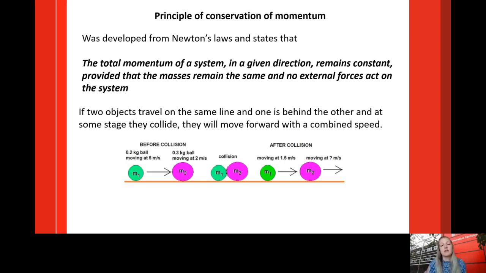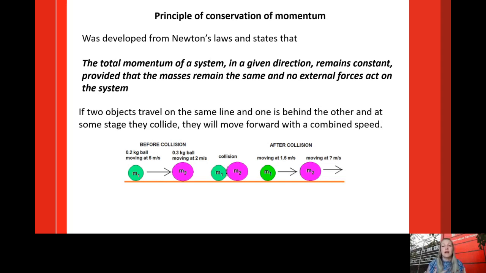speed. This is then shown in this diagram here, where we've got a smaller ball colliding with a larger ball, that when they're combined, they will then have a combined moving speed going forward.